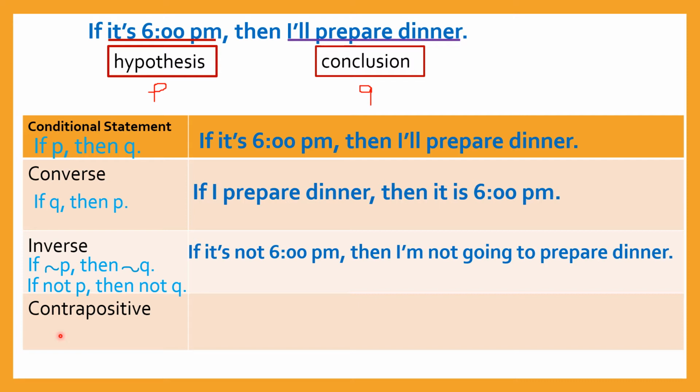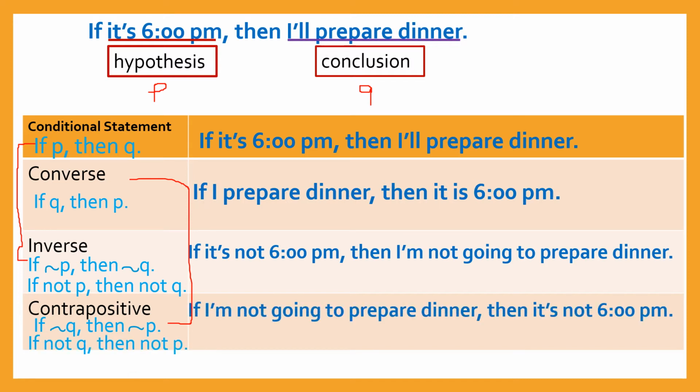Now, what about the contrapositive? It is simply the negation of the converse. So for this conditional statement, the negation is the inverse, and then the converse of that is the contrapositive, which means if not Q, then not P. So from here, it means if I'm not going to prepare dinner, then it's not 6 p.m. Okay, that's how you find the converse, inverse, and contrapositive of a conditional statement.